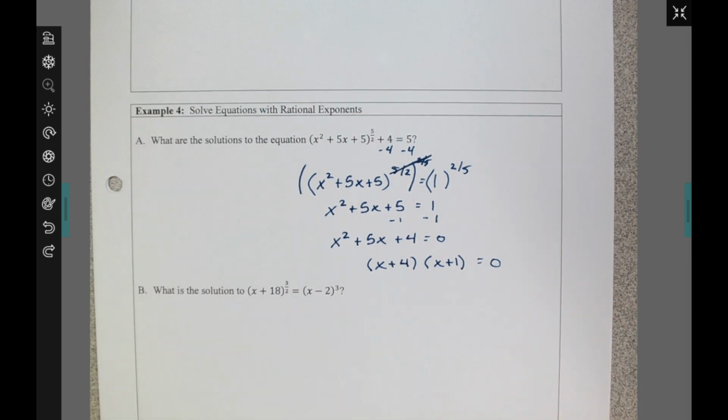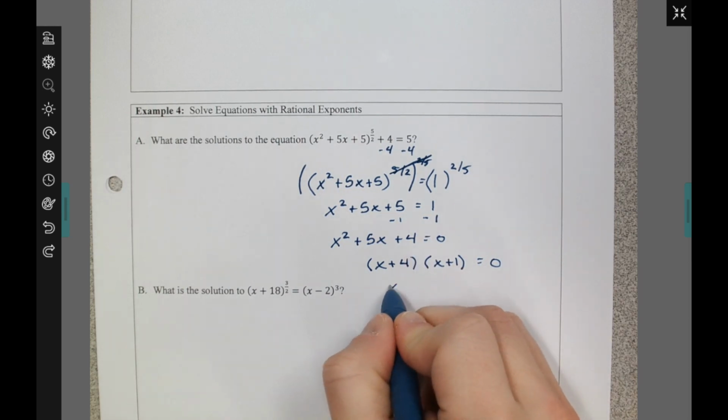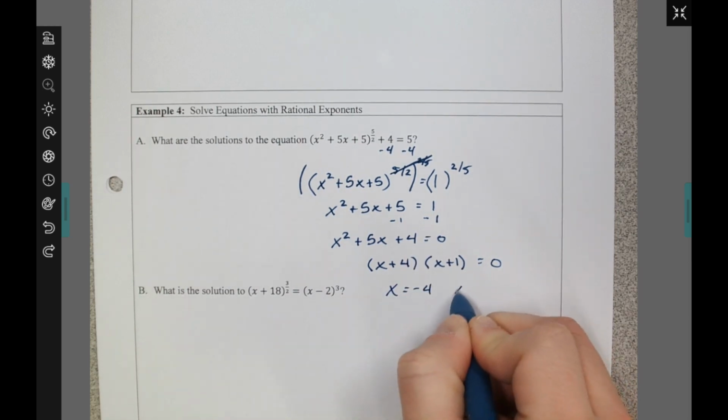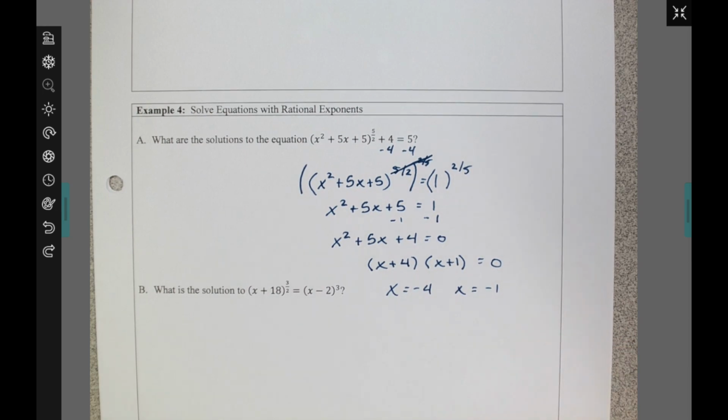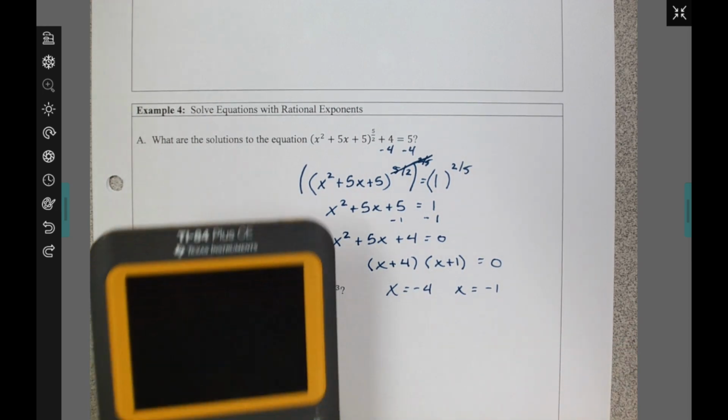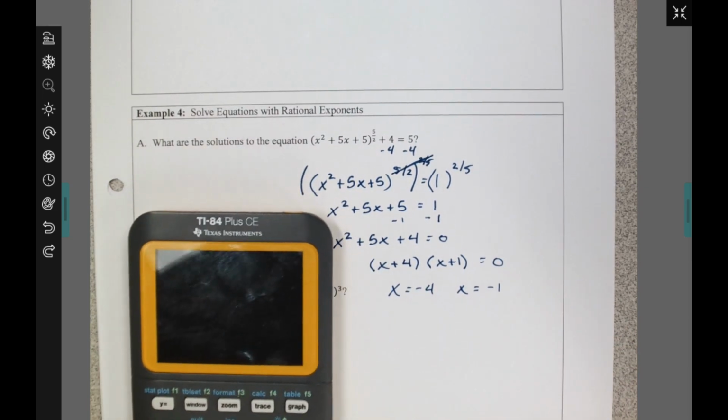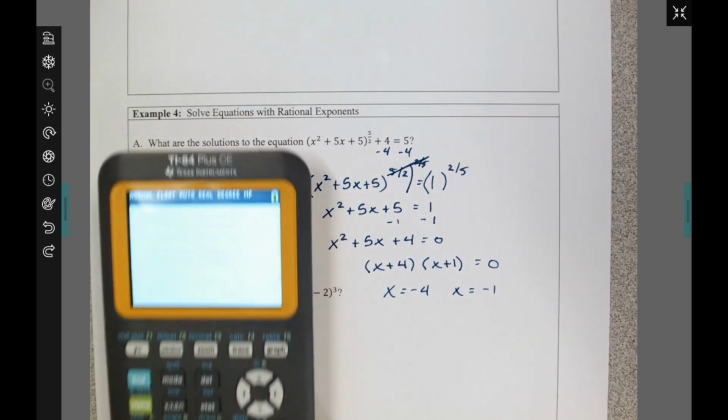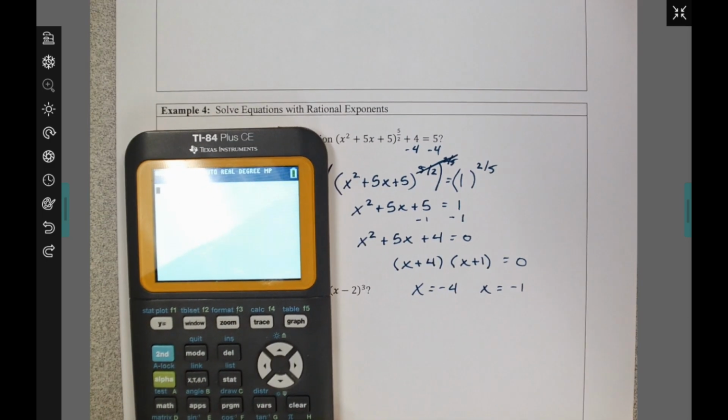And then with this, we're going to get possible solutions of x equals negative 4, x equals negative 1. Those are my possible solutions. On these, when you have rational exponents, I'm actually going to check them on the calculator just because it's easier. So I'm going to type in exactly what it looks like. You have negative 4, we're plugging in for x, so parentheses are really important here.